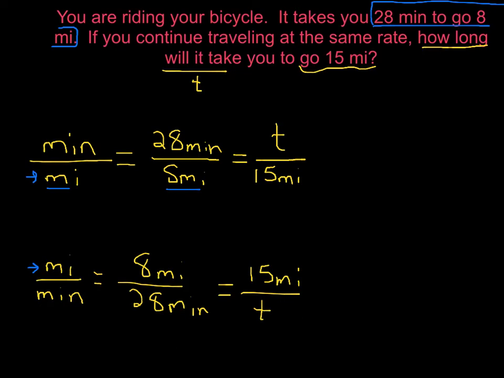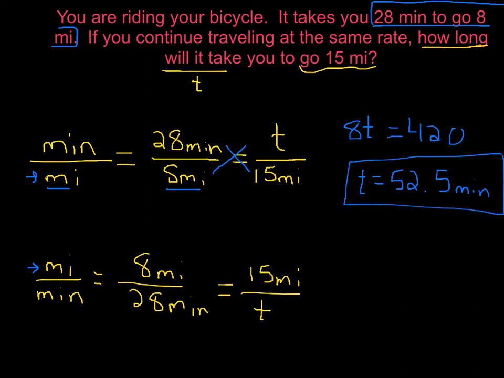So if we cross multiply, 8 times t is 8t equals 28 times 15 is 420. And then if you divide both sides by 8, you should get that t equals 52.5. And that is 52.5 minutes to travel 15 miles if you keep the same rate as given.